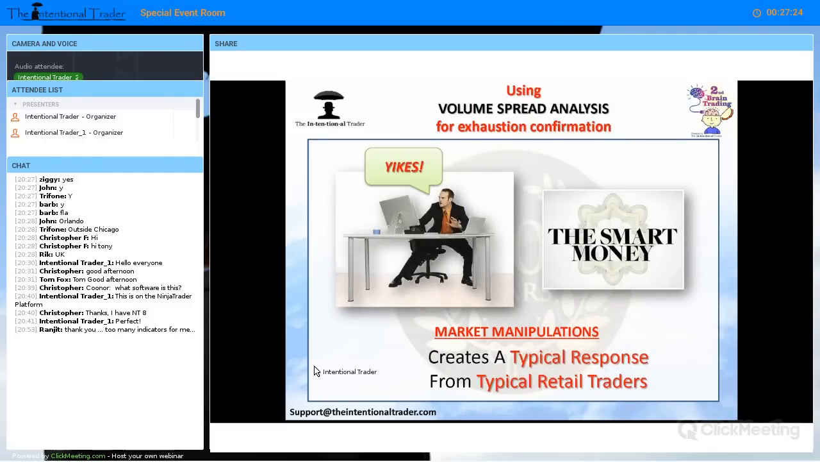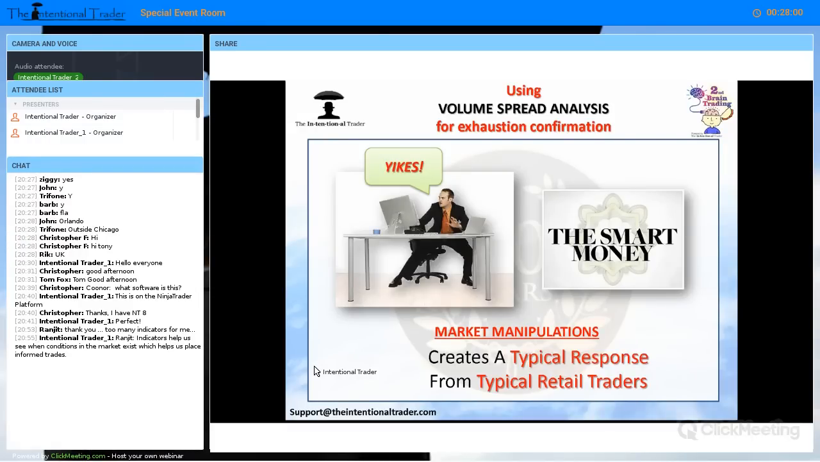So we've got volume coming into every bar, right? If volume is being manipulated, we want to know. The smart money, the big boys, are constantly manipulating the markets. If they're manipulating the markets, they're doing it for a reason. And the reason is they want to create a response from us typical retail traders.